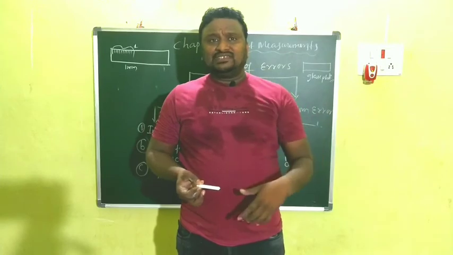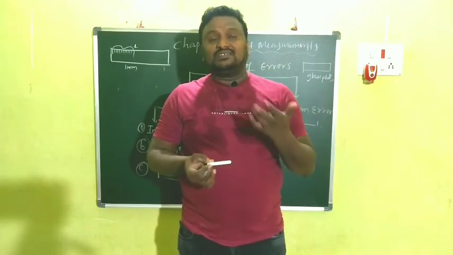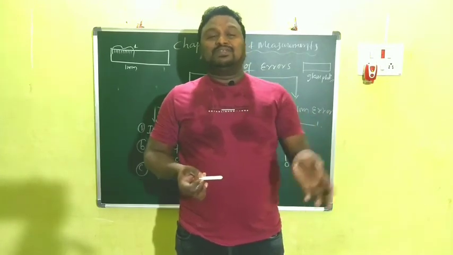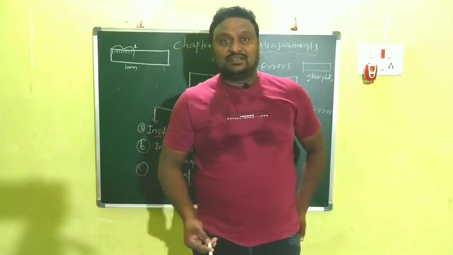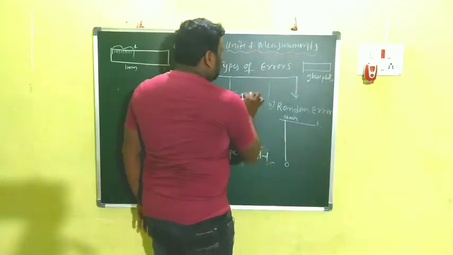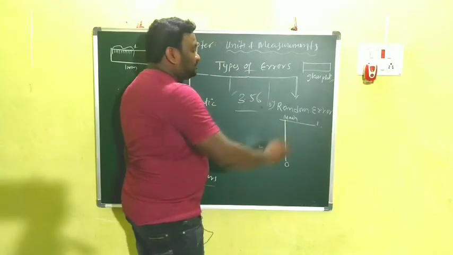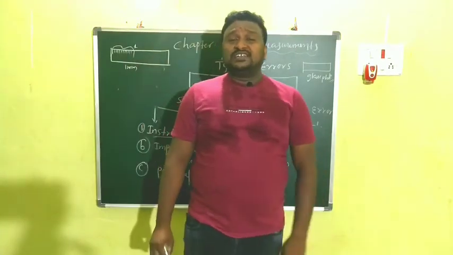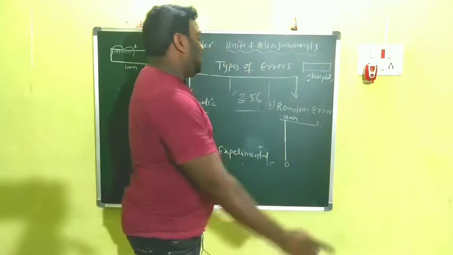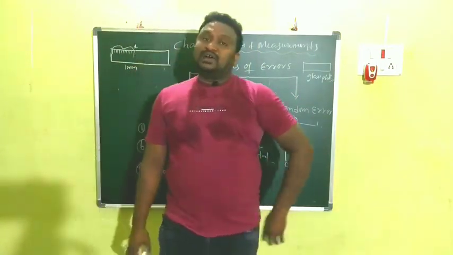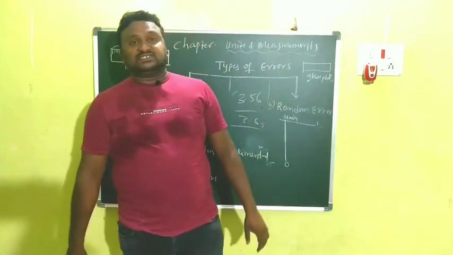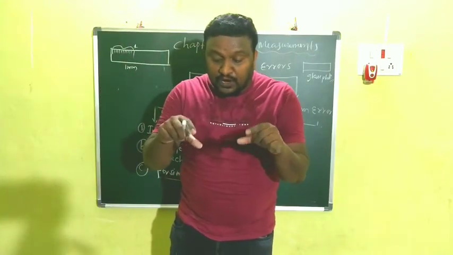While taking the readings, we must concentrate very carefully, but with our negligence we simply note wrongly. For example, in the vernier calipers experiment, we observed 3.56 centimeters. Simply I am writing now 3.65. The observed value is what? 3.56.